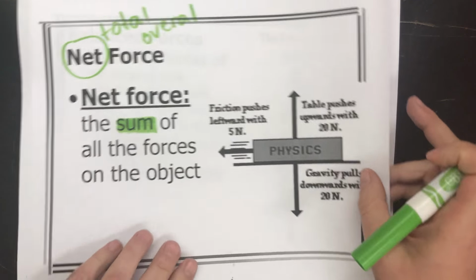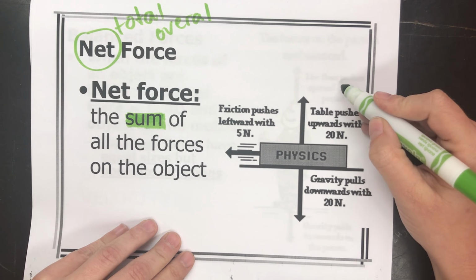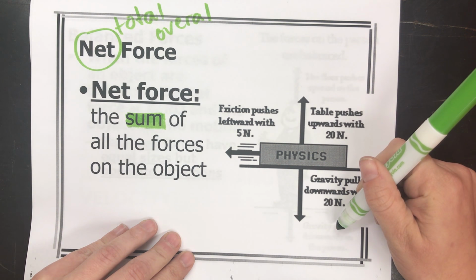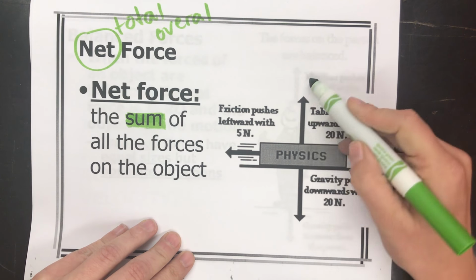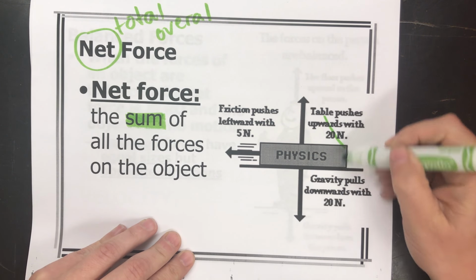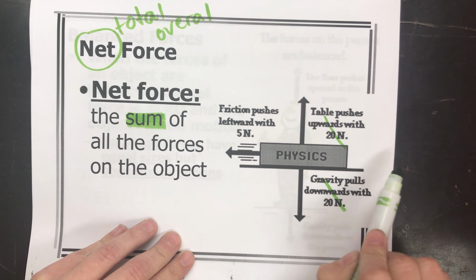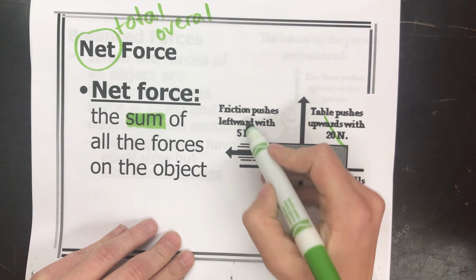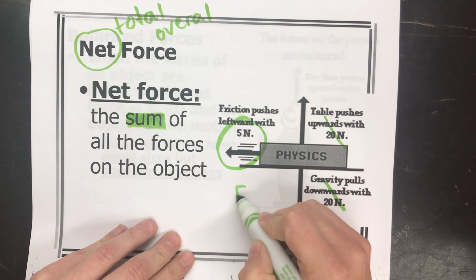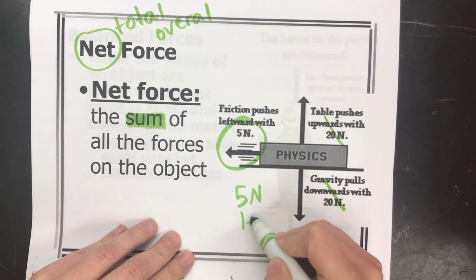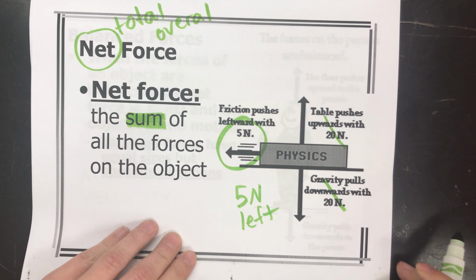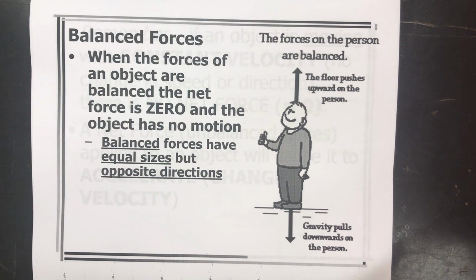So for example, in this picture here, you have 20 newtons going up, 20 newtons going down. So just like last unit, if the arrows are opposite to each other, these actually cancel. So this 5 newtons going to the left, there's nothing going to the right, so therefore your net force in this picture is 5 newtons left. Okay, and we'll do more examples.